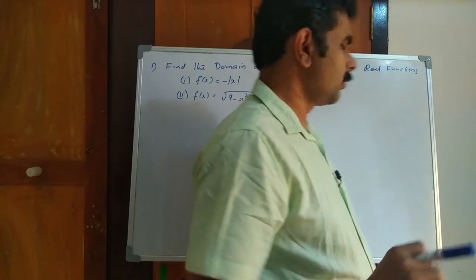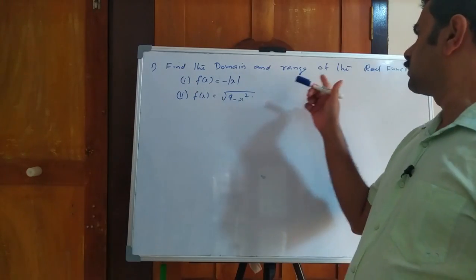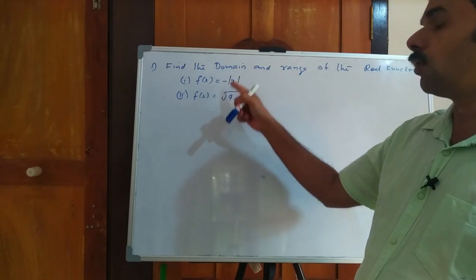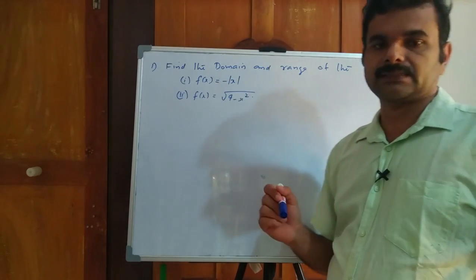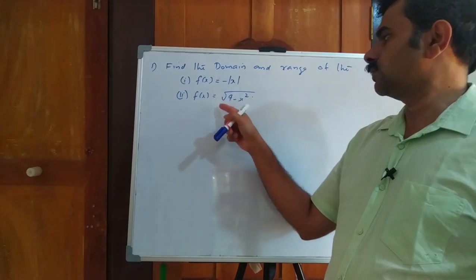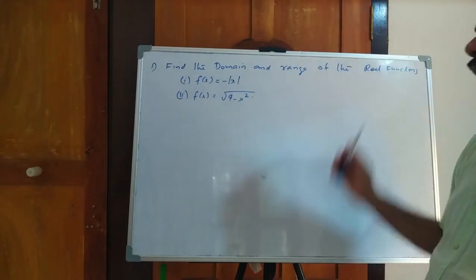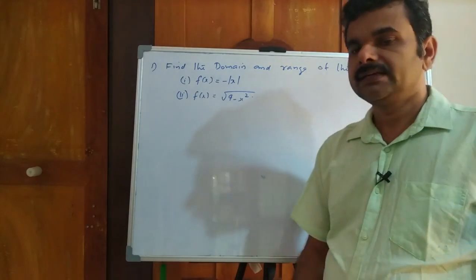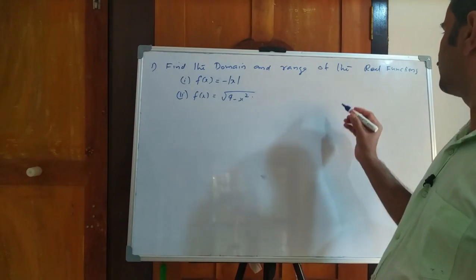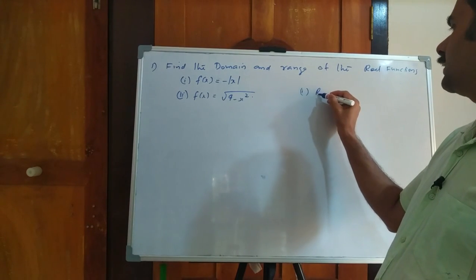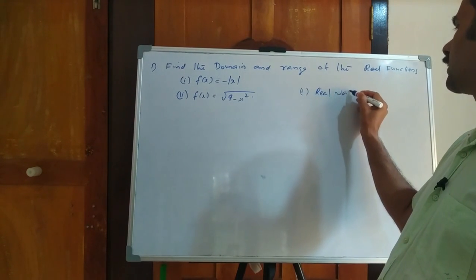Say the question here: find the domain and range of the real functions f of x equal to minus modulus x, and f of x equal to root of 9 minus x square. Your question is describing a real function. What is a real function? There are two types of function which we are discussing here. First one, real valued function.